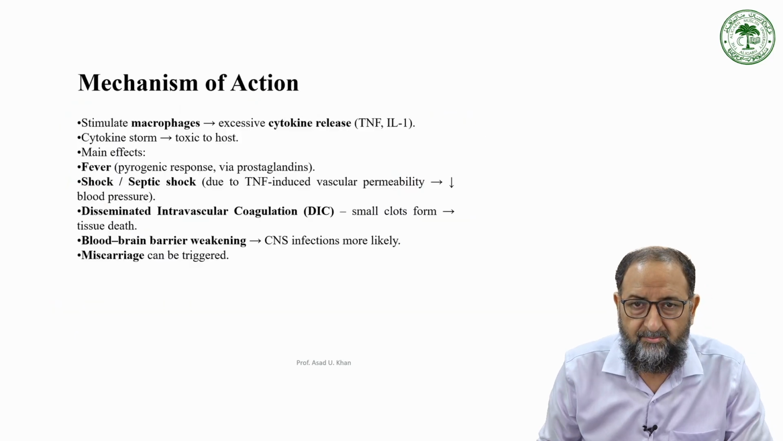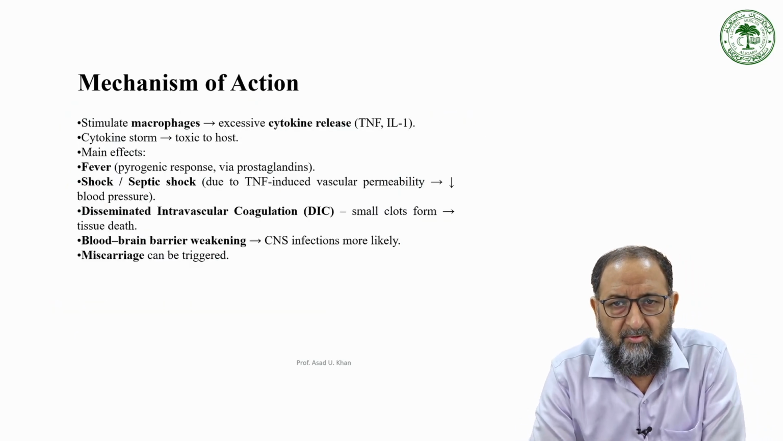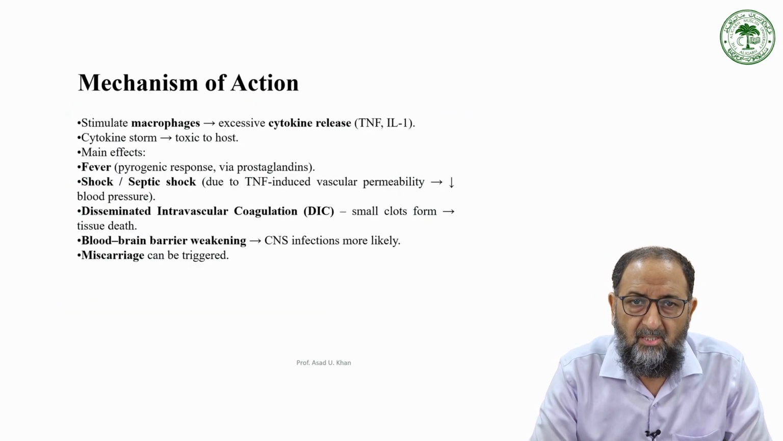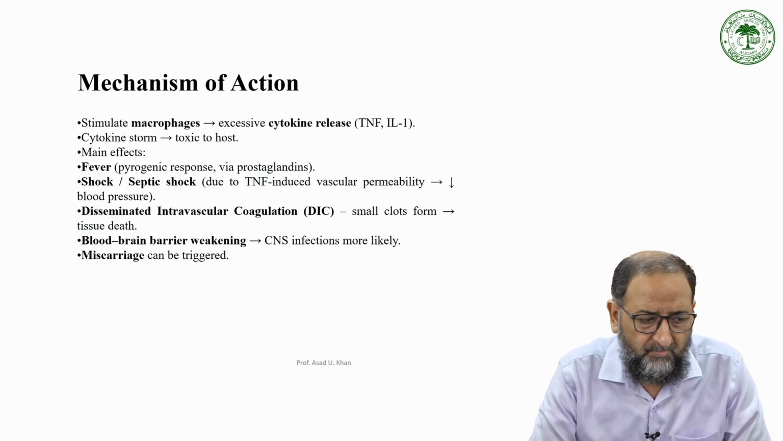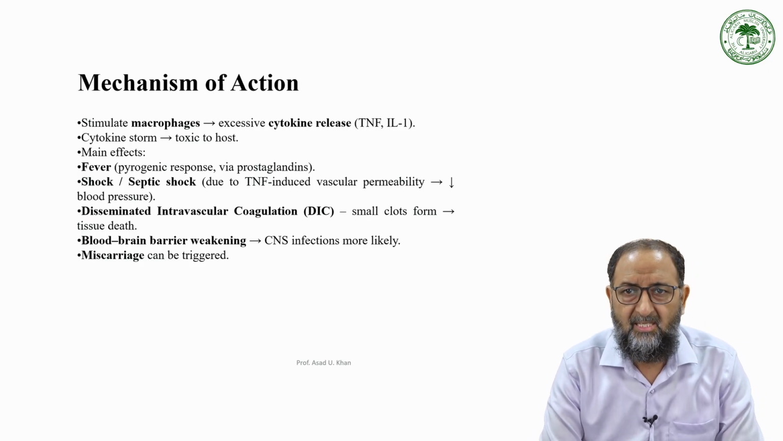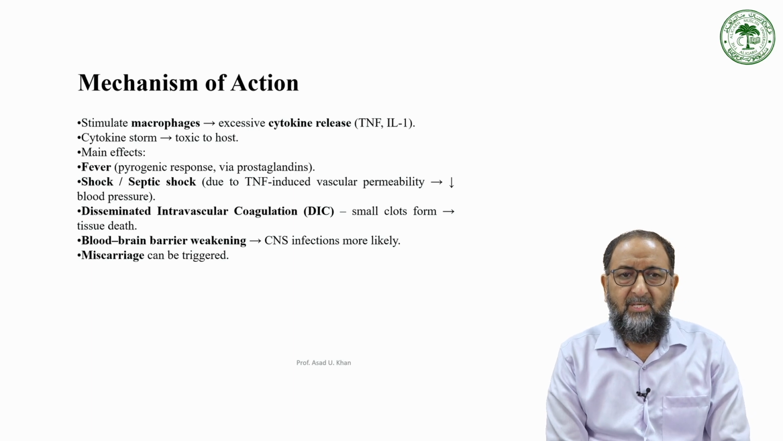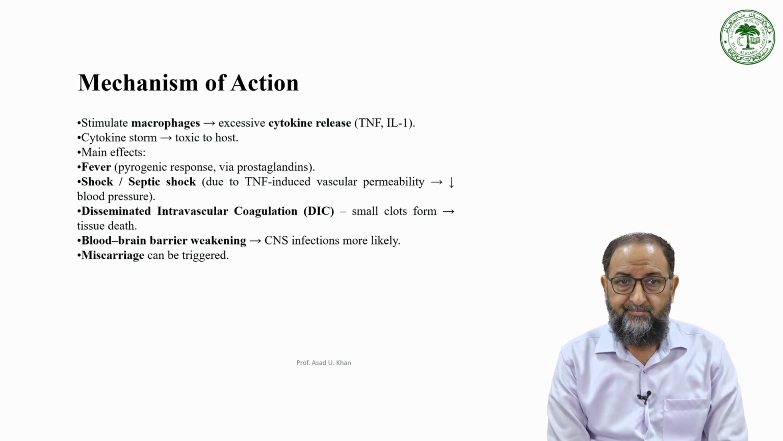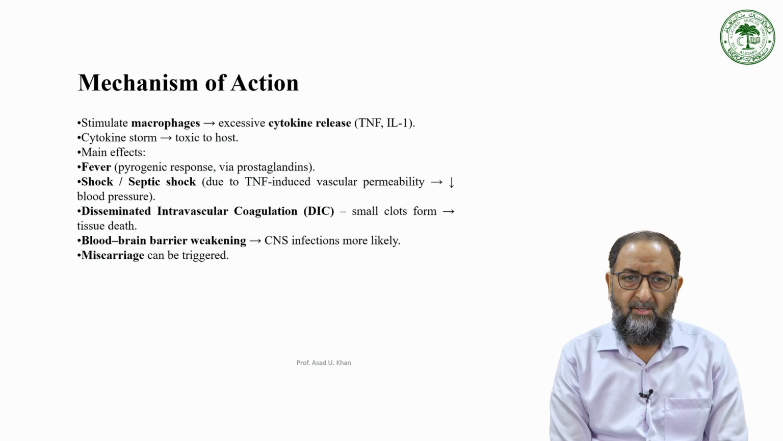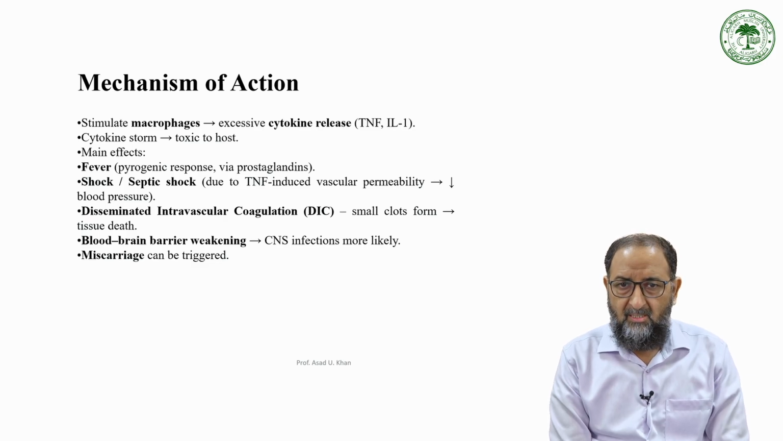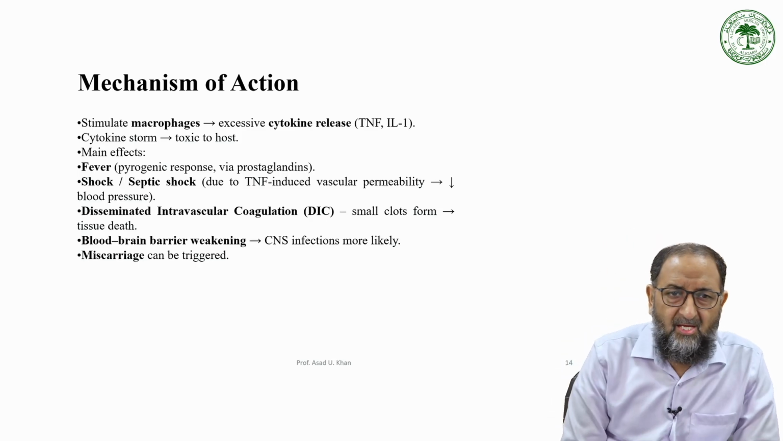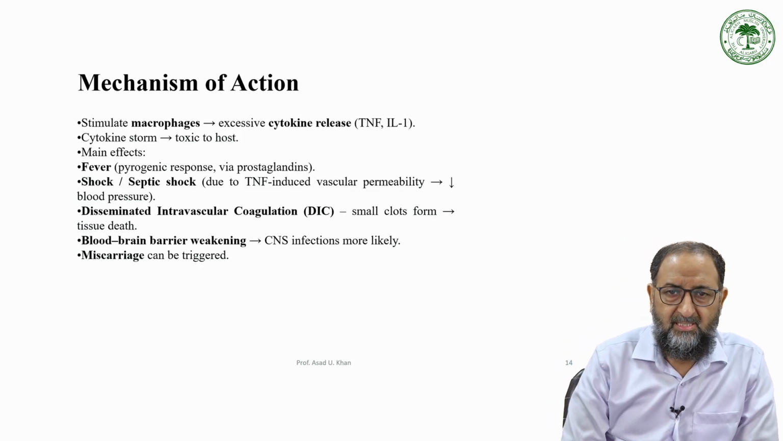by the endotoxin. Now, the mechanism of action of these toxins: they stimulate the macrophages, the axis of cytokine release, right, like TNF-alpha, IL-1, gamma. This cytokine storm we call toxic to the host. The main effects are fever, like pyrogenic responses via prostaglandins, and shocks, anaphylactic shock, septic shock, due to the TNF alpha, gamma, which induce vascular permeability, which reduces the blood pressure, so the person can go into shock.